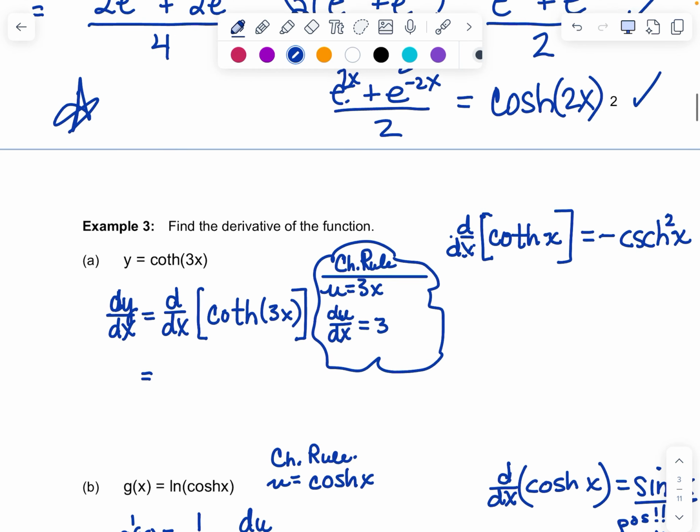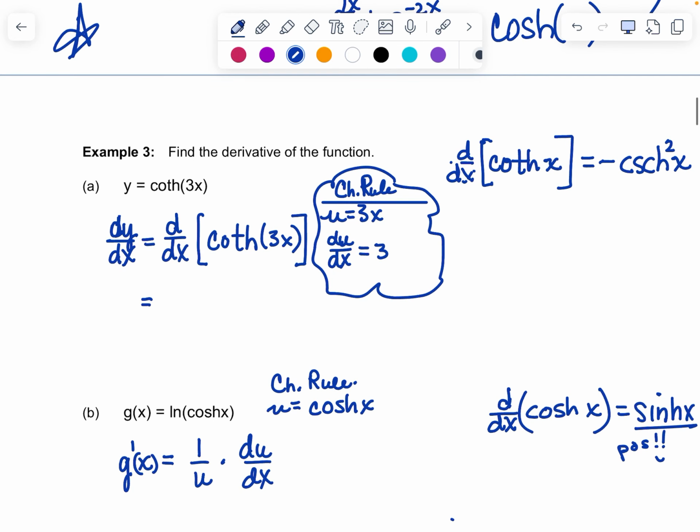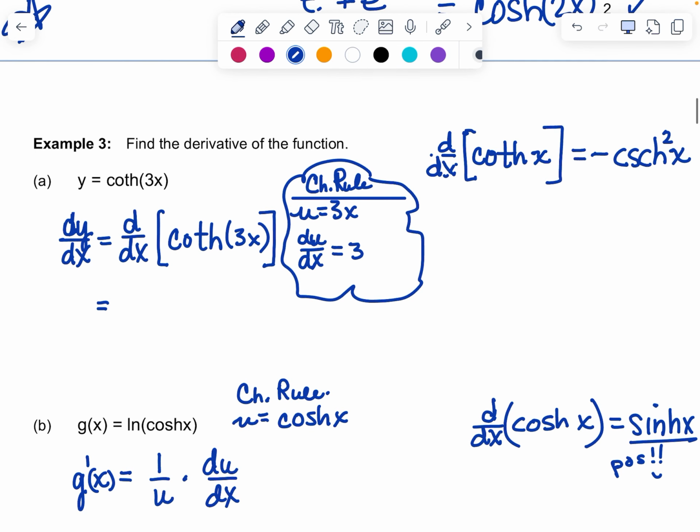Now let me see if I have time for these. They're a little bit quicker. Now we move into the derivatives of the hyperbolics. So you can see what I have written if you need to pause the video, because I'm going to move pretty quickly with this. So find the derivative of the function.